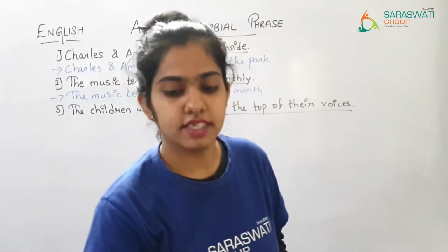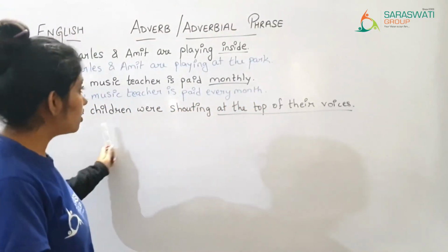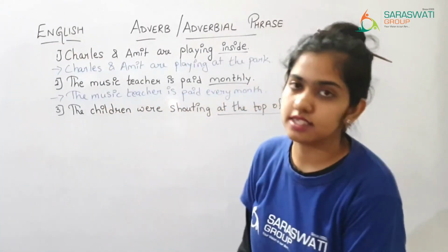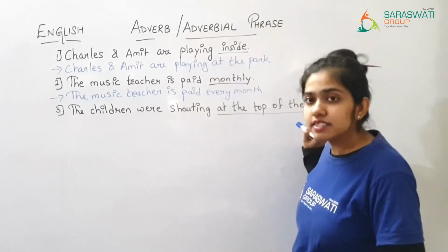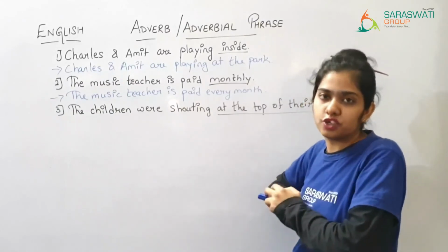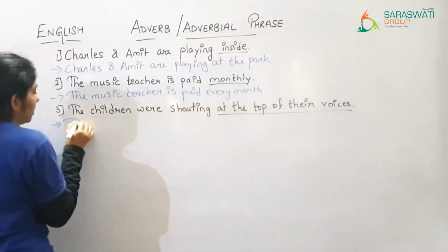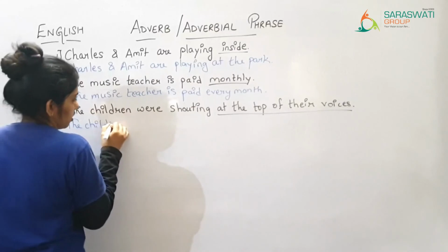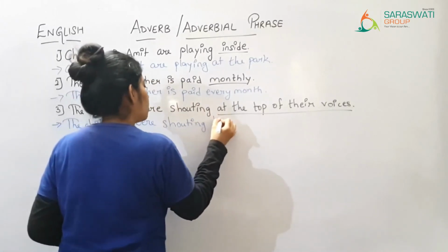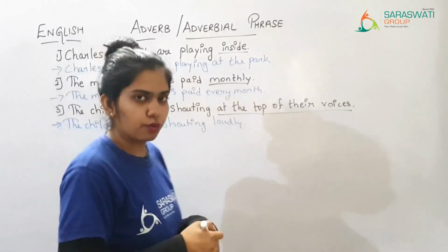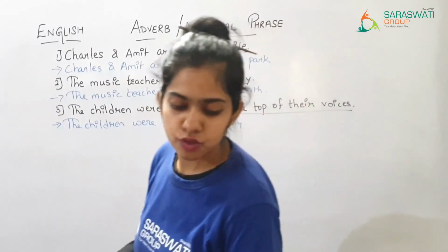Then the next one: the children were shouting at the top of their voices. Now we have to replace this with an adverb. We have to put only a single word. So the children were shouting loudly. Right? So in this way you are supposed to solve.